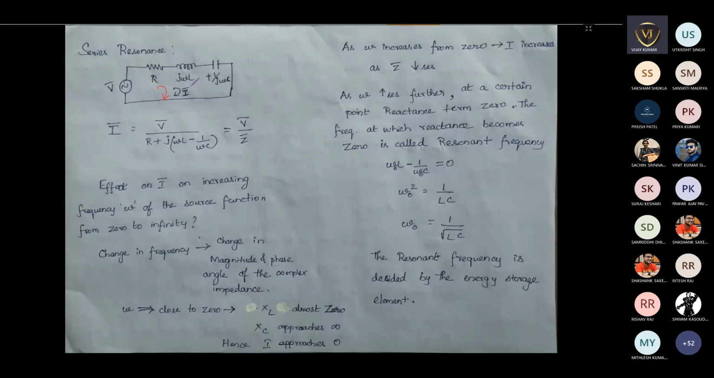So the current I can be given by this equation. If you apply KVL, you will get V is equal to I into the remaining part. So this remaining part is this, and this V is here. You just bring it to the other side, and you will get I is equal to V divided by this part. This is the impedance.